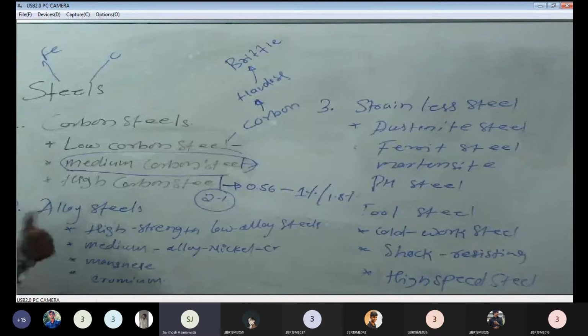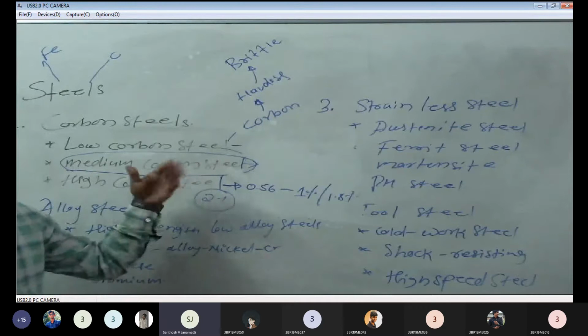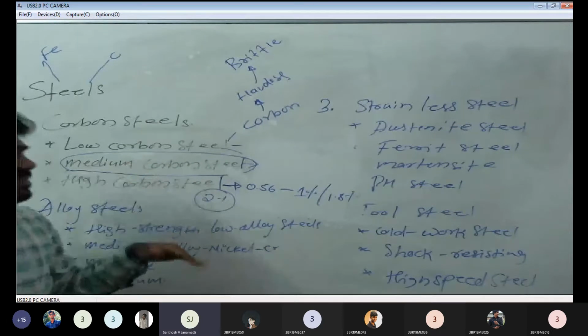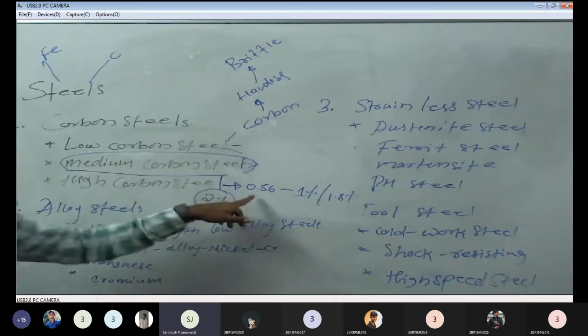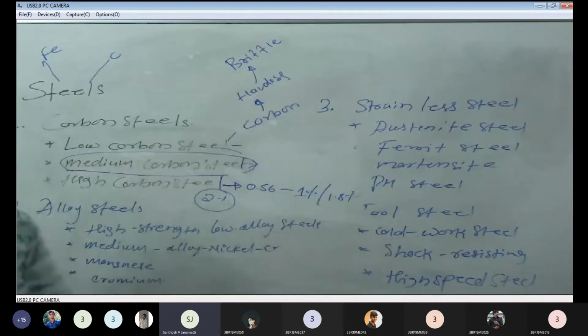Then again we check how much content is there. If it is less than 2%, depending on how much is present, in the range of 0.1 to 2%, based on that we can classify whether it comes under low, medium, or high. That's what it is. Now 0.56 to 1%, or up to 1.8%, is the carbon content we allow in high carbon steel.